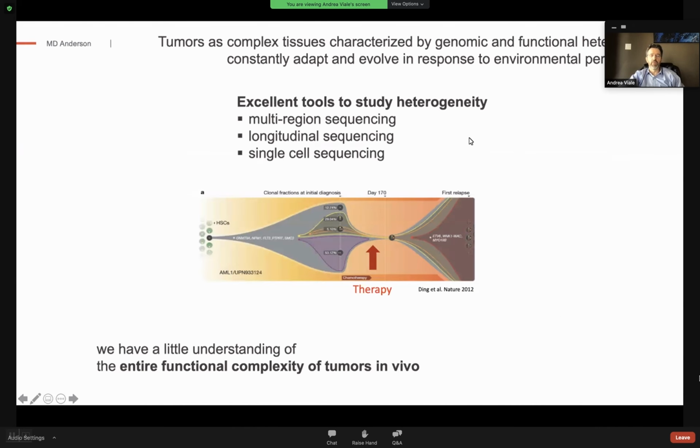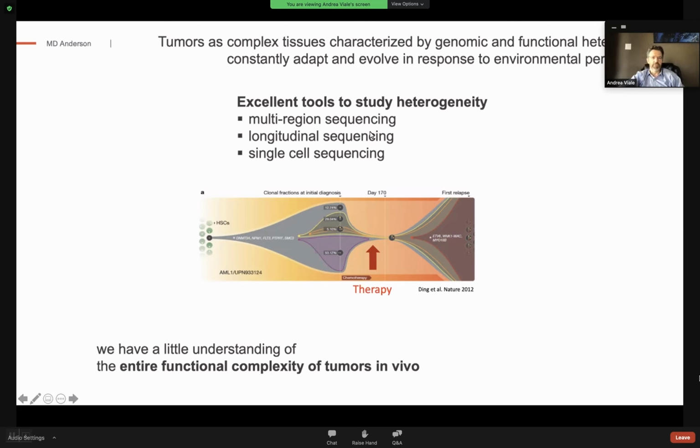I really do not have to spend too many words to introduce tumor heterogeneity to this audience. You know that tumors are complex tissues characterized by genomic and functional heterogeneity, and that they constantly adapt and evolve in response to environmental perturbation that could be intrinsic, so changes in the environment over time, and also extrinsic, like therapeutics.